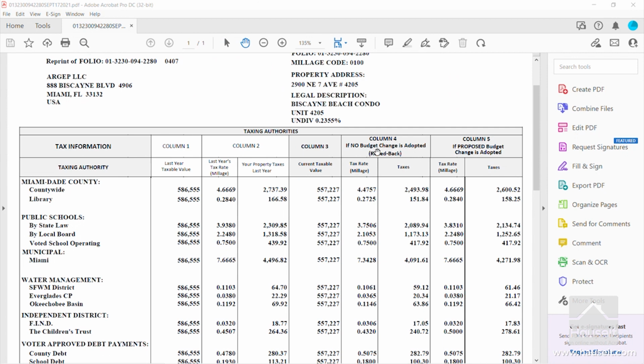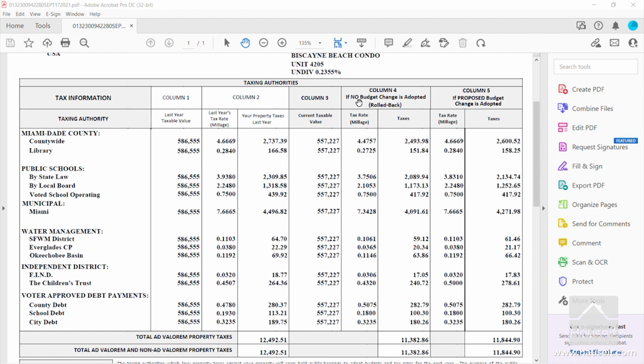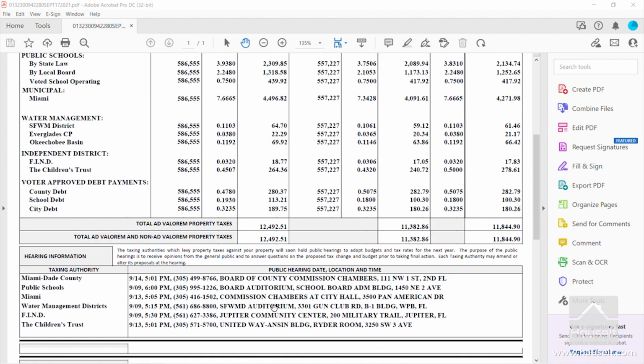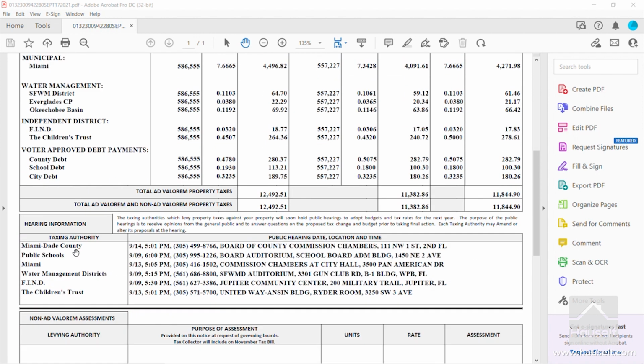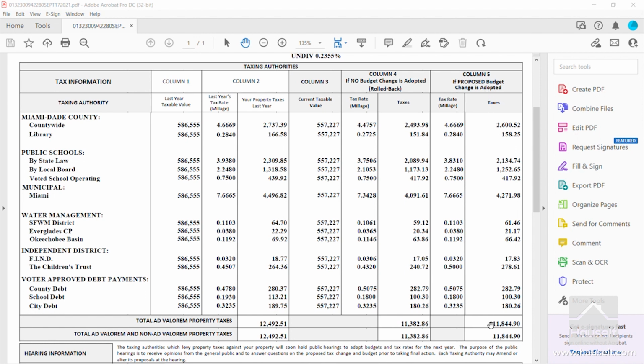You can see that they always have a proposed budget and what would happen if the budget is not adopted. So there's two numbers. You can see what was the previous year, and you can actually join any of these sort of taxing authority hearings to voice your opinion if you feel like the budget shouldn't be enacted. But anyway, let's assume the more conservative route and that the budget is adopted, so property taxes are a little bit higher than if it was rolled back, so 11,844.9.